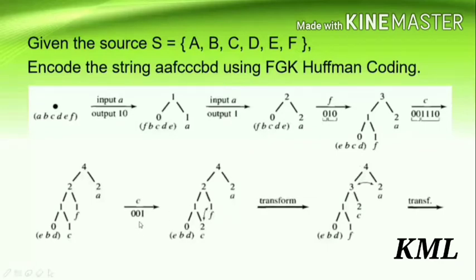So now let's move ahead. We have the next input as C. So how do you check if C is in the 0 node? C is not in the 0 node.